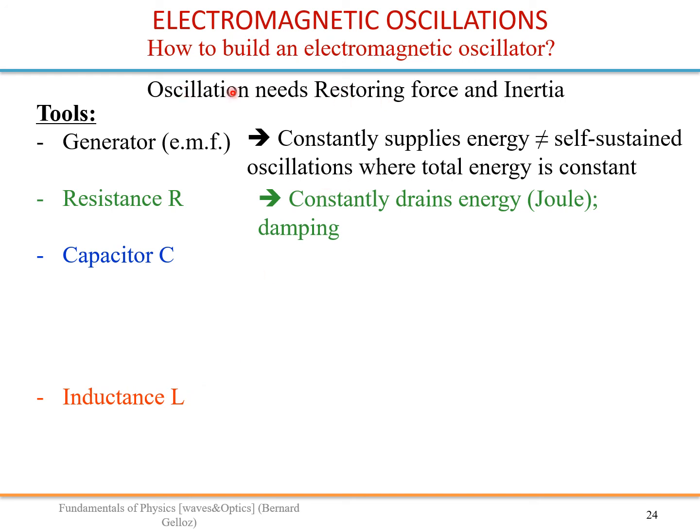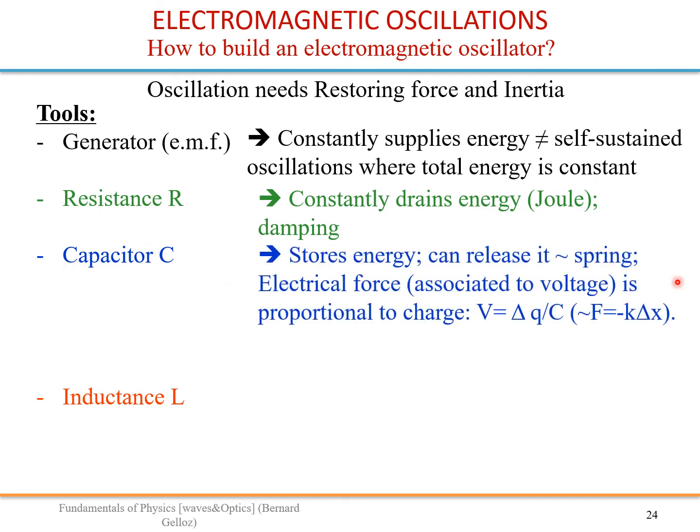We should have something that produces a restoring force and another thing that represents inertia. So let's look at the capacitor. As you know, a capacitor stores energy. It's an easy way to store electrical energy, and at some point you can release it. So it looks like a spring. A spring can store mechanical energy when it is compressed, for example, and when you release it, it will stretch out and release that energy.